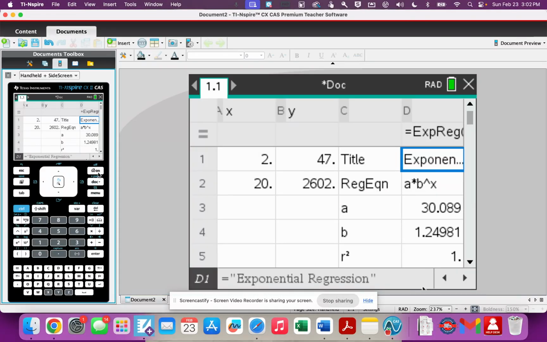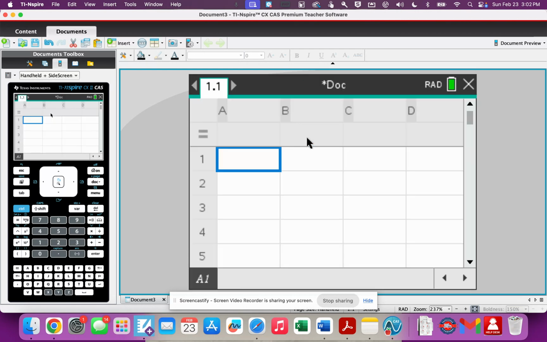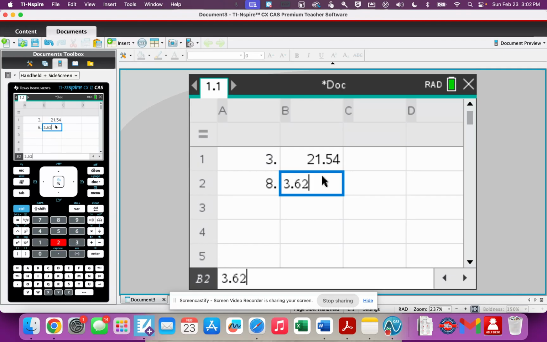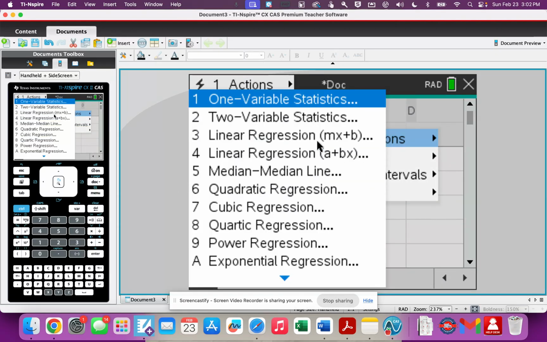So I'm going to go home. Ask for new. No, I don't want to save. Looking for a spreadsheet. So the first input is 3, and the second input is 8. First output is 21.54, and then 3.62. Again, make sure you name your variables like we're supposed to. And again, we don't need to graph it when it's only 2 points. You might as well just go ahead and hit menu and run the statistics on it.